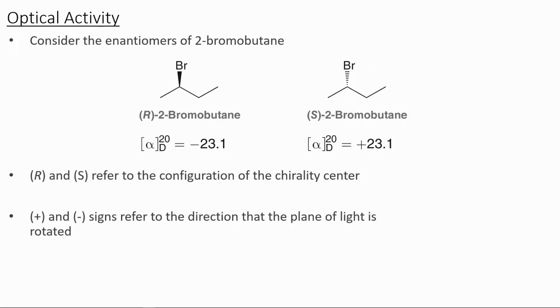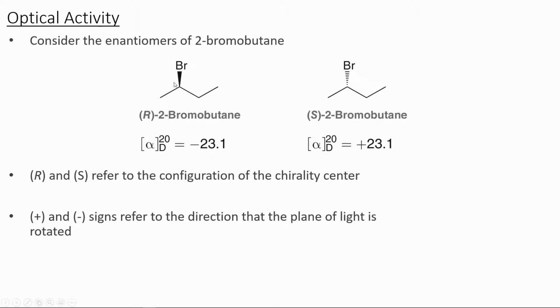So let's consider the enantiomers of 2-bromobutane. At 20 degrees, R-2-bromobutane will rotate the light negative 23.1 degrees. And negative 23.1, it's unitless. And the S-bromobutane will rotate it positive 23.1. So you can see the two enantiomers rotate the plane polarized light an equal amount, but in the opposite direction.